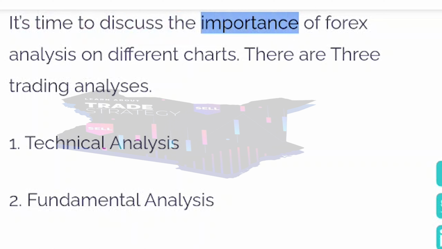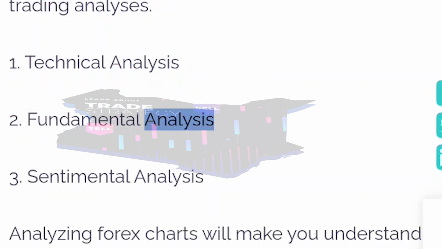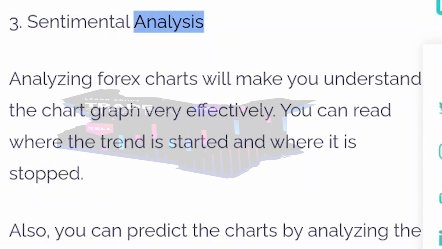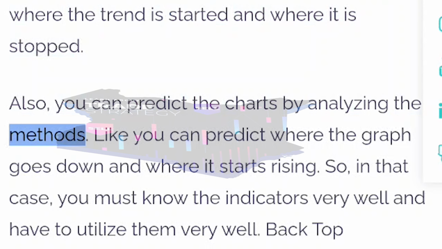It's time to discuss the importance of Forex analysis on different charts. There are 3 trading analyses. 1. Technical analysis. 2. Fundamental analysis. 3. Sentimental analysis. Analyzing Forex charts will help you understand the chart graph very effectively. You can read where the trend started and where it stopped. Also, you can predict the charts by analyzing the methods, like where the graph goes down and where it starts rising. So, in that case, you must know the indicators very well and utilize them well.